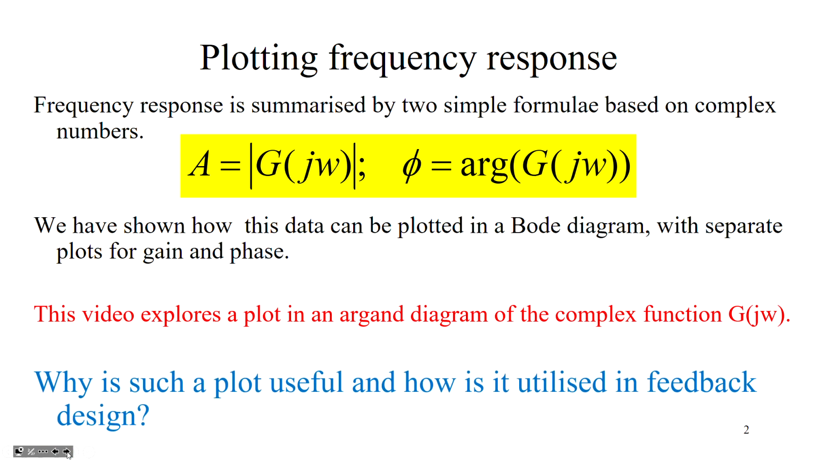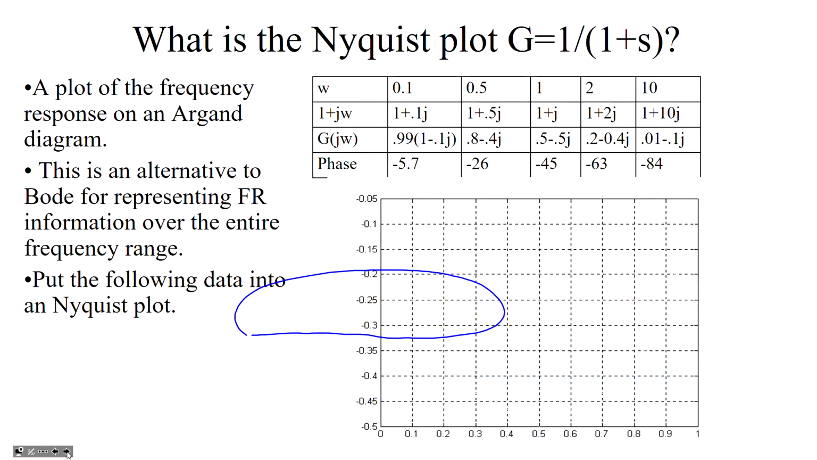Now what we want to do is explore what happens if instead you plot this data in an Argand diagram of the complex function G of j omega. And we want to know, why is this plot useful and how is it utilised in feedback design?